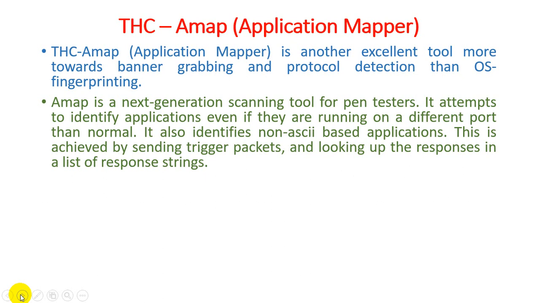These are just packets through which we can identify that a request and response happen, or whether a particular host or computer system is available on the network or not. It means a particular computer system is able to give a response against a particular request. So for that we broadcast trigger packets and look up the response in a list of response strings.